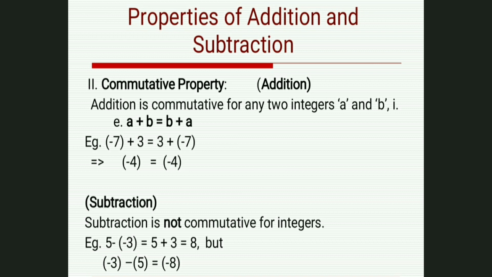Now let us understand the commutative property for subtraction. Now listen, subtraction is not commutative for integers. Why and how, I will explain now. Look here at one example. This is 5 minus (-3), that gives us 5 plus 3, that is equal to 8. But -3 minus 5 gives us -8.